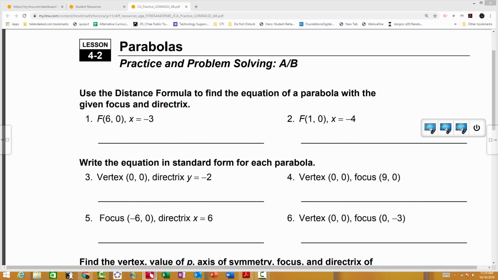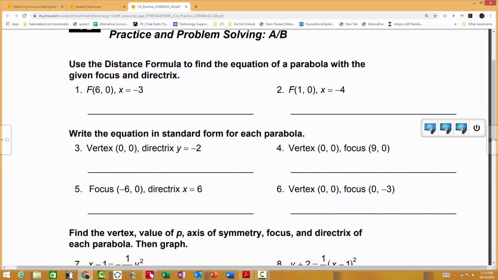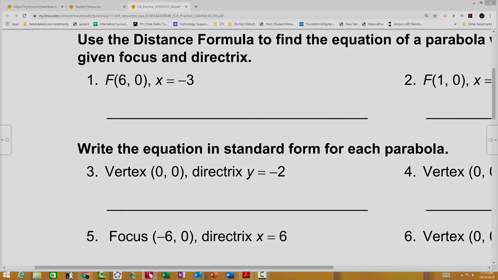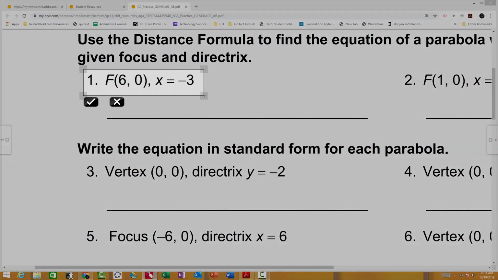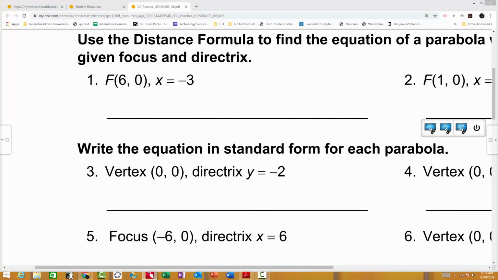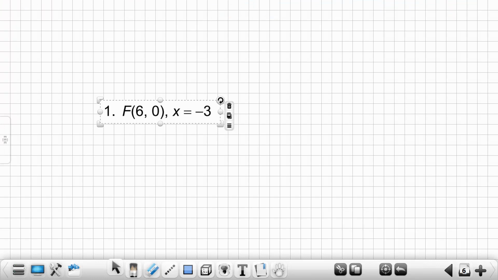So we're going to copy over question 1, and you're going to need some room because we're going to graph these a little bit. They're not going to be perfect graphs. They do not need to be perfect, but you need to be able to understand what you're looking at.